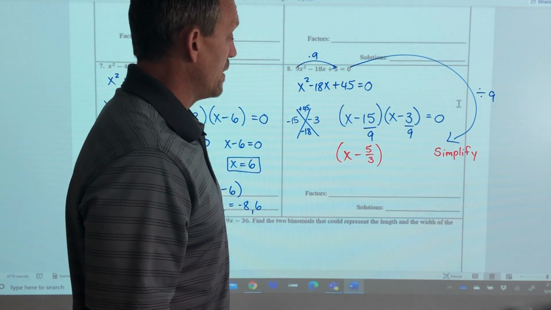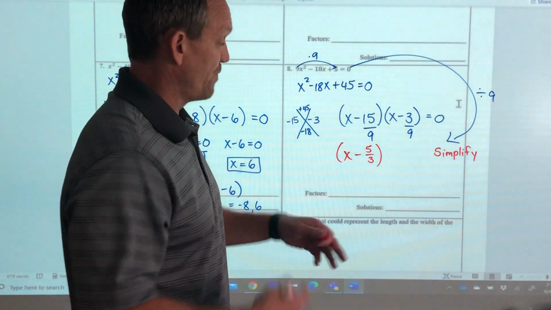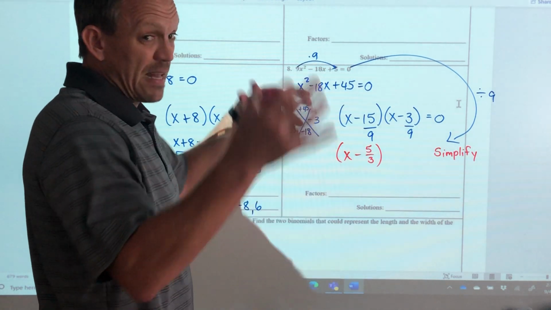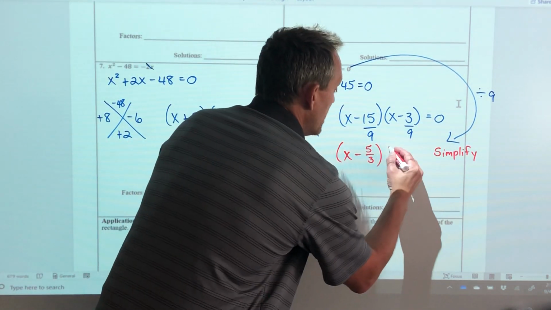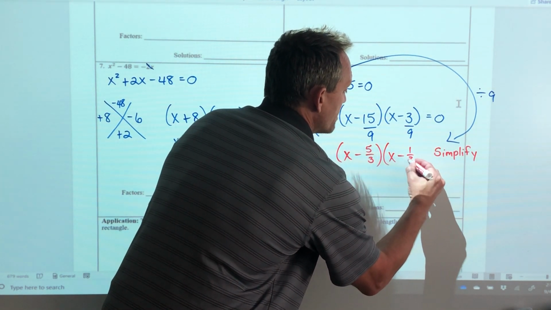5 over 3. There are 3 times 5 is 15 and 3 times 3 is 9. 5 over 3, okay? Kind of pull the thread. It's just simplifying a fraction. Calculators will do that for you as well. This one's a little bit easier. 3 over 9 is 1/3.